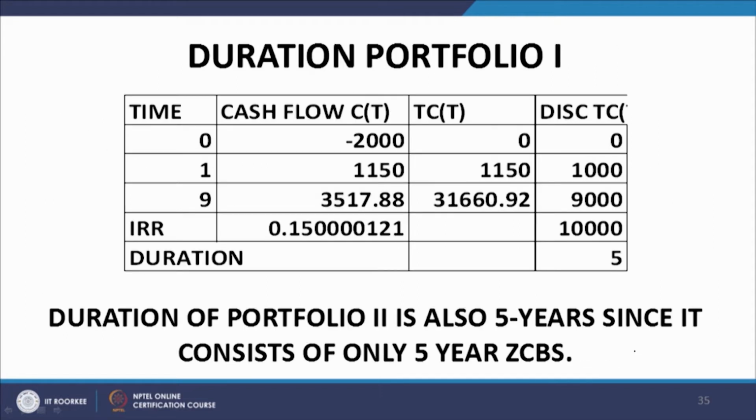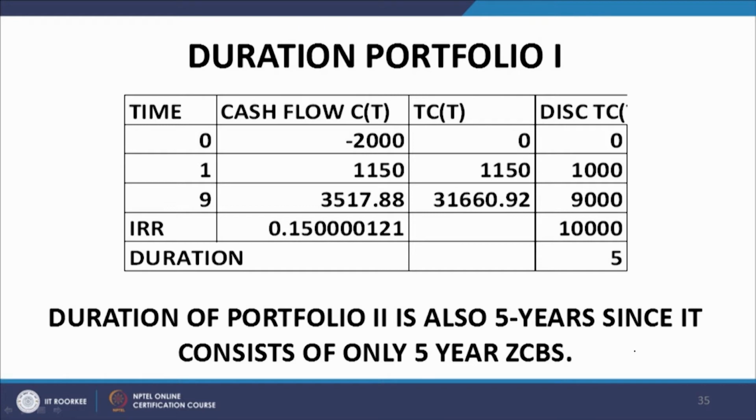So, let us work out the duration of portfolio 1. When you work out the duration of portfolio 1, what you find is quite straightforward. It turns out to be 5 years. Both of them are 0 coupon bonds. Therefore, you can use the weighted average duration, but it is better to work from the basics. Let us work out the cash flows. At t equal to 0, the cash flow is minus 2000. At t equal to 1, the first bond will mature, which is a 1 year bond, and because it is at a YTM of 15%, the cash flow would be 1150.